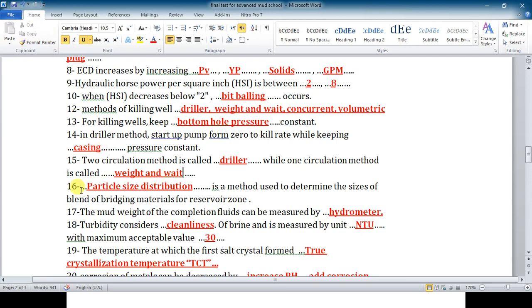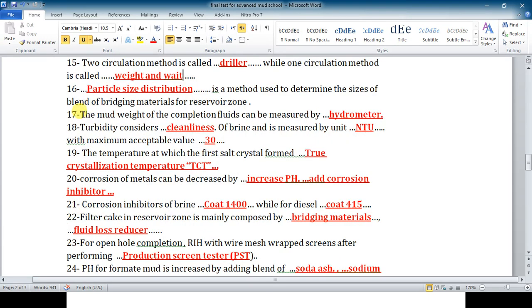Number 16, what is the method used to determine the size of the blend of bridging material for the reservoir zone? Actually, it's called PSD, or particle size distribution. Number 17, the mud weight of the completion fluid can be measured by using the hydrometer.